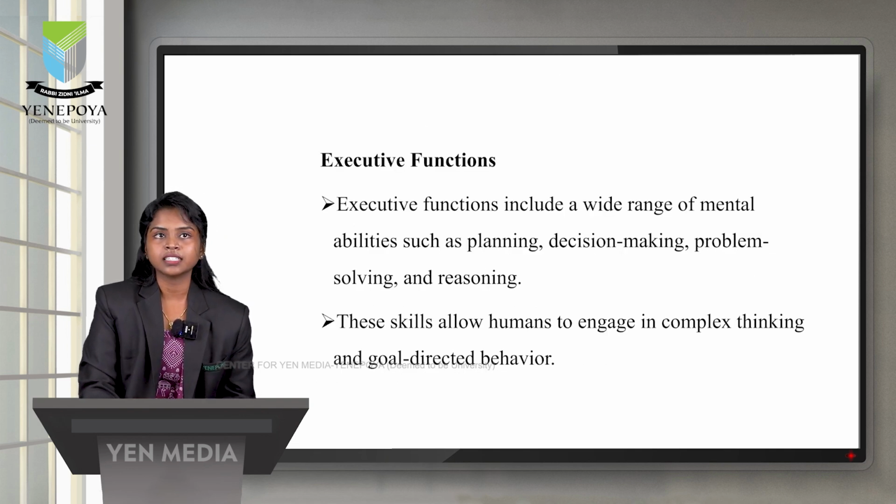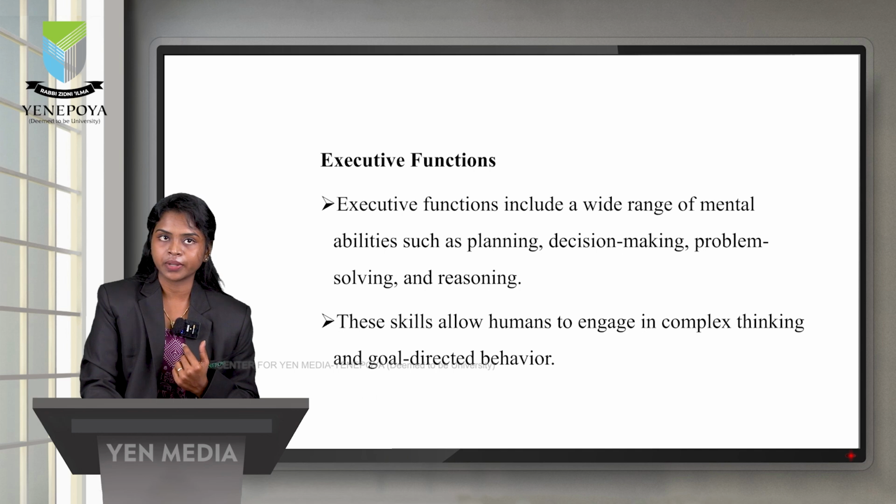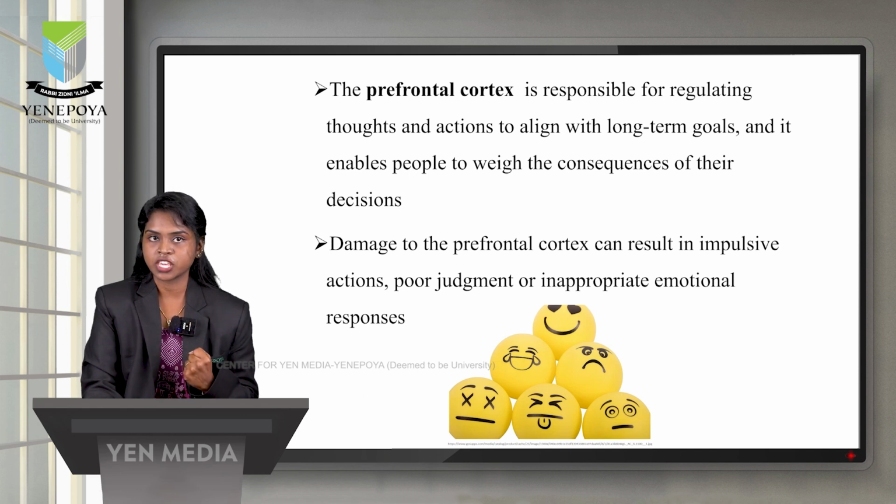Then we move on to another function, the executive function. It includes a wide range of mental abilities such as planning, decision making, problem solving and reasoning, as we discussed earlier. These skills enable a person to engage in complex thinking and goal-directed behavioral activities. Next is the prefrontal cortex. It is responsible for regulating thoughts and actions to align with long-term goals, and it enables people to weigh the consequences of their decisions.